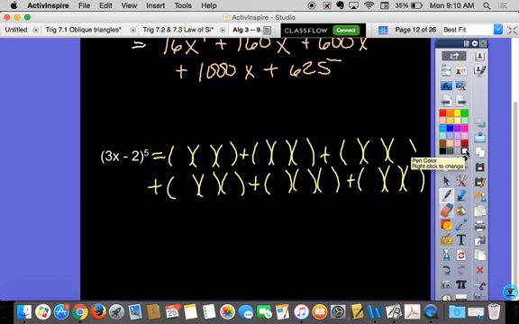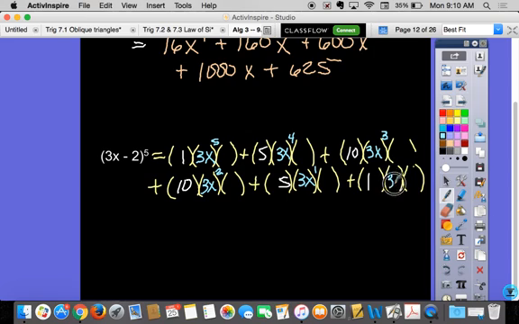Now, if it's a 5, I do believe that's 1, 5, 10, 10, 5, and 1. Okay, now we're going to have a 3x to the 5th, 3x to the 4th, 3x to the 3rd, 3x to the 2nd, 3x to the 1st, and 3x to the 0th. Okay, if you do that, that just keeps your brain from melting.